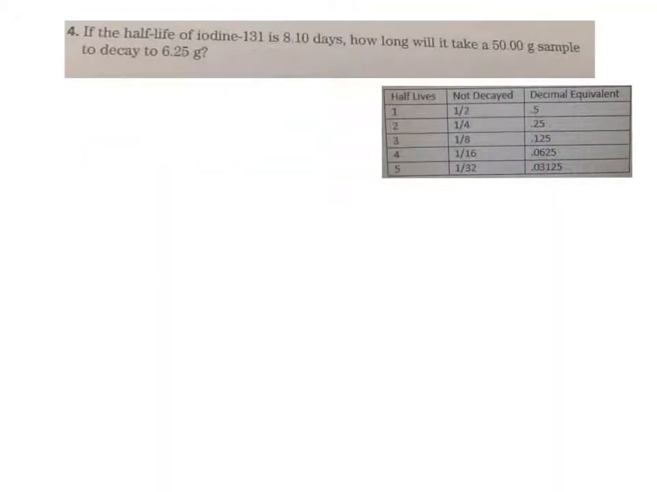In these next 3 problems, you're not given the total amount of time, you're given the length of one half-life. So in this problem, the half-life of iodine-131 is 8.1 days. How long will it take for a 50-gram sample to decay to 6.25 grams? So in this one, you're looking for the total amount of time. You're given one half-life, so you're going to have to multiply. The first thing we need to do is figure out what fraction we need to decay to. So 6.25 over 50. If you get your calculator out, you see that you get 0.125 or 1/8.